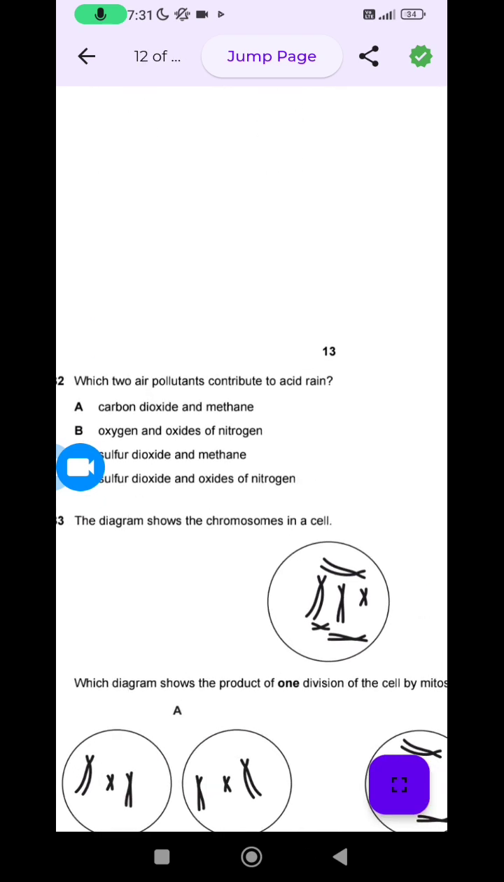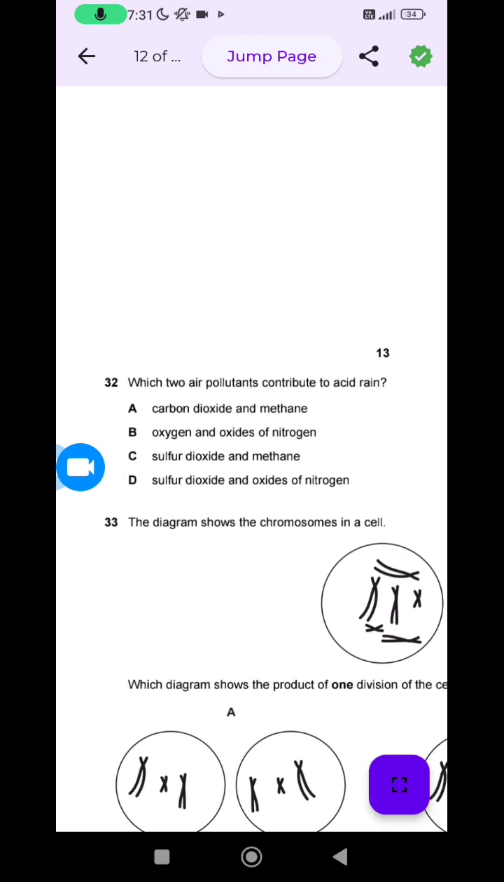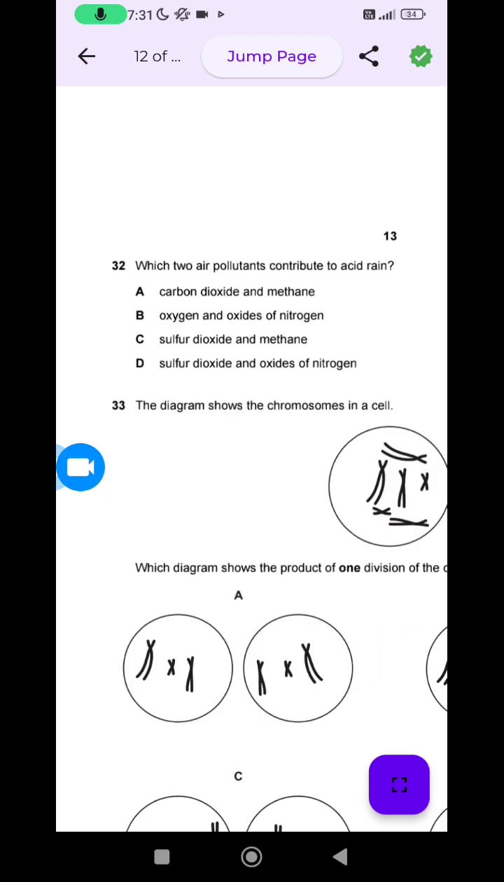Which two air pollutants contribute to acid rain? We know that the pollutants which contribute to acid rain are sulfur dioxide and oxides of nitrogen, which can easily be seen in the option D.